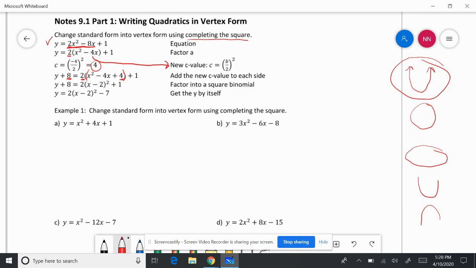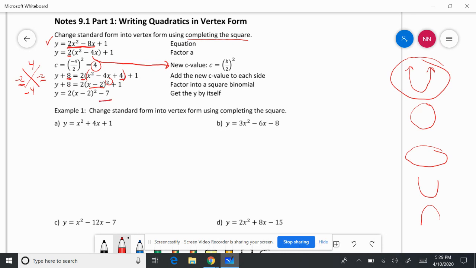Next step is we're going to factor. So we're looking for two numbers that multiply together to give us 4, add up to -4, and that would be -2, -2. Since both the numbers are the same, we're writing -2 squared. Then our last step is the easiest. We get the y by itself. In this case, we subtract the 8, so we get -7.